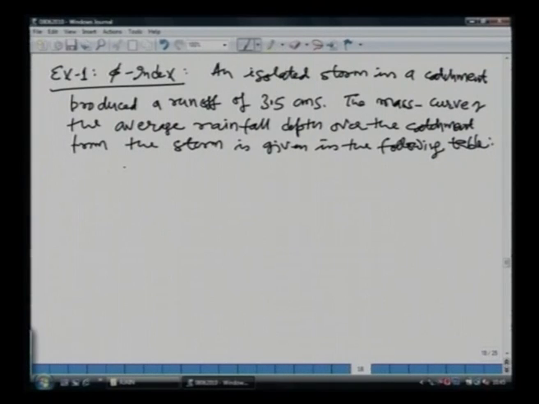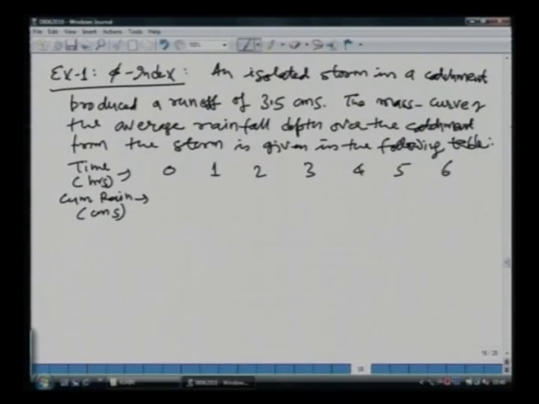That is time from the beginning of the storm in hours, and then the cumulative rainfall in centimeters. That is given to us, and the data that are given is for these intervals: 0, 1, 2, 3, 4, 5 and up to 6 hours.